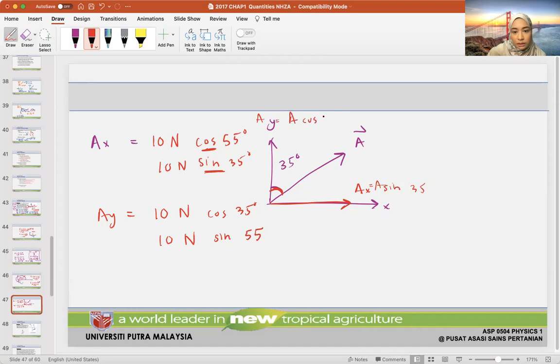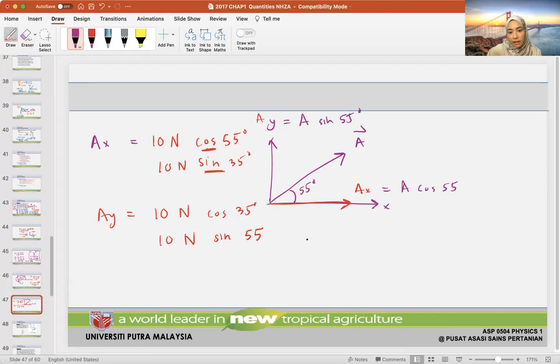A cosine 35. So here AY is touching 35, so it gets the cosine. AX is not touching 35, so it gets the sine. But if we change this problem, okay, AY and AX to be 55 over here, 55 is touching AX. AX gets the cosine, 55. AY is not touching the angle, so it gets the sine, 55.